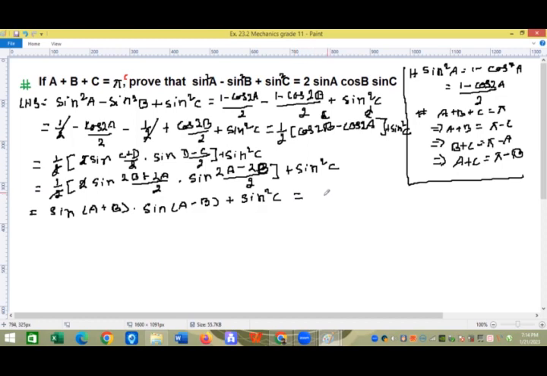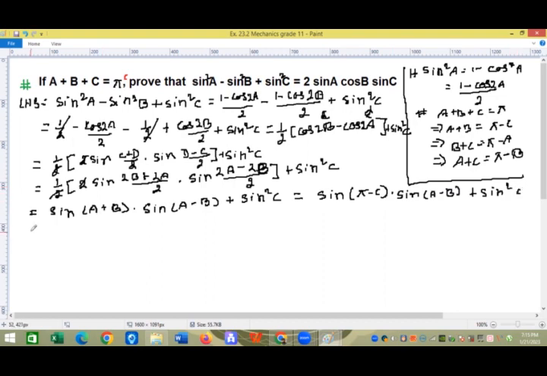So in the step ahead, we have here sine a plus b, and we have just now discussed that if there is a plus b, you can also write pi minus c. Now to match up with the situation, you can take common, for example, sine c. So in place of a plus b, you can write pi minus c, and then times sine a minus b is already here, and then sine square c.